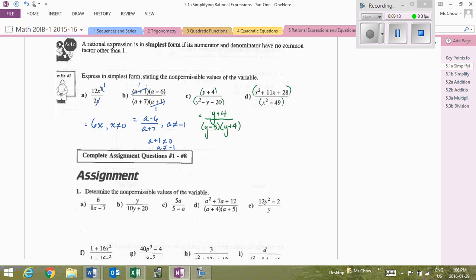So same thing with this one then. We can see that y plus 4 over y plus 4 is 1 over 1. So then simplest form is 1 over y minus 5. Our restrictions are y cannot equal -4 or 5.